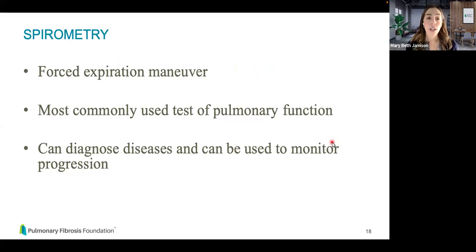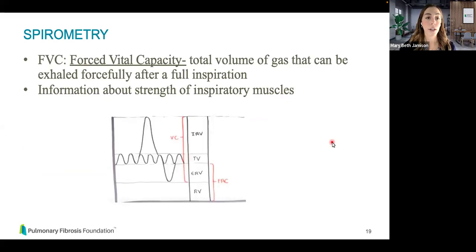So what is spirometry? It's that forced expiration maneuver. It's the most commonly used test of pulmonary function. You can do spirometry in an office setting. You can often do it just in the office setting to diagnose some diseases. We don't use it to diagnose pulmonary fibrosis necessarily, but it could be used to monitor progression. So this is a very commonly used pulmonary function test.